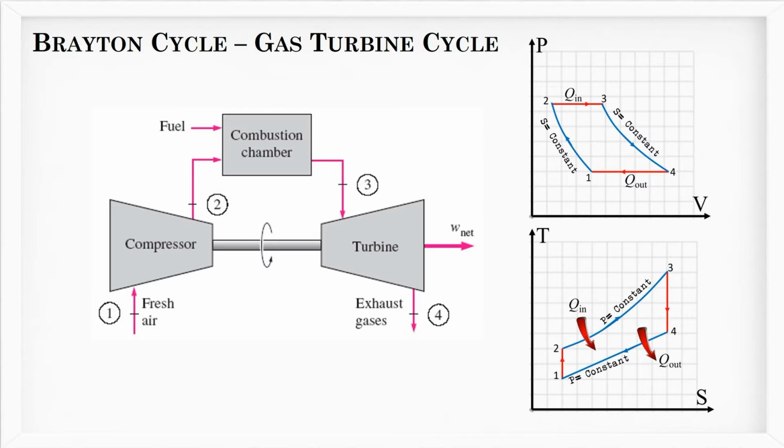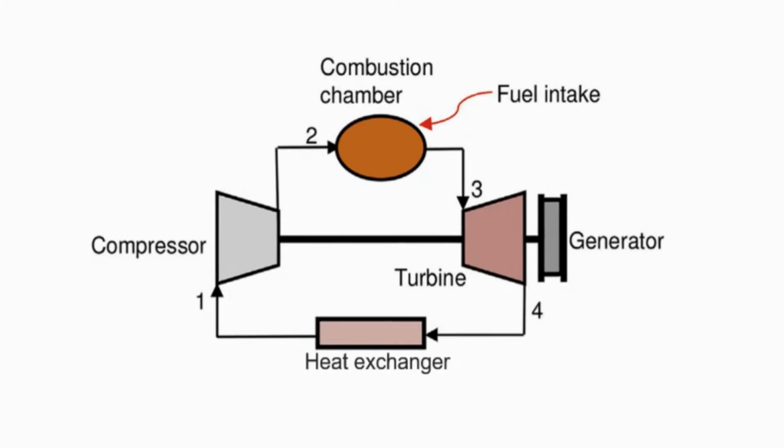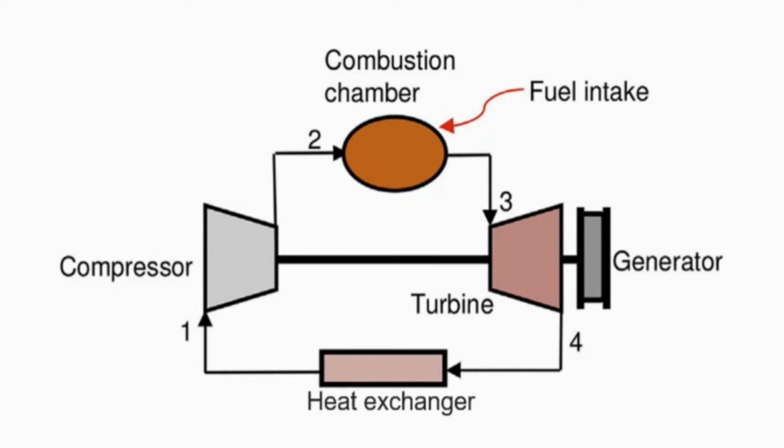Aside from the textbook, the same was also given in another question in the exam, which is showing 1, 2, 3, 4. So whenever you see, for example, outlet temperature of the compressor, it's 2. Inlet temperature to turbine, 3. Outlet temperature from turbine, it's 4. This was also given in the exam.